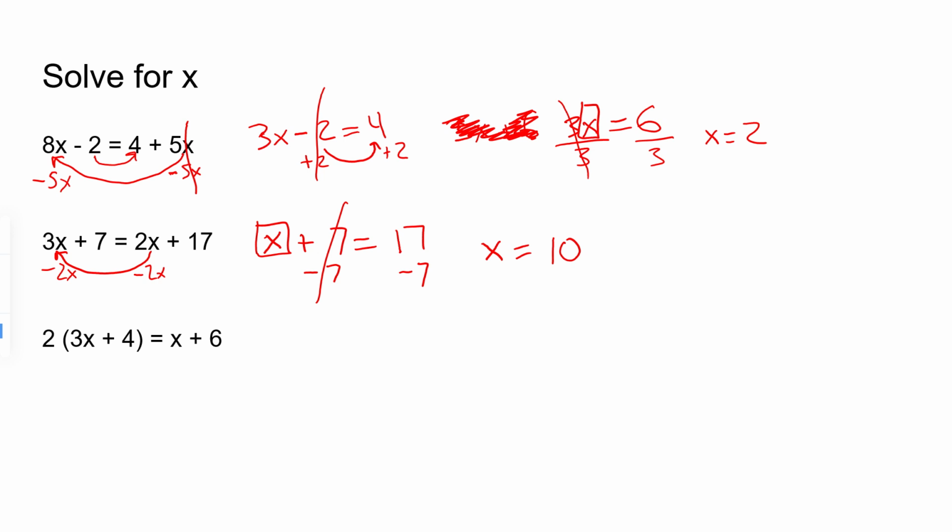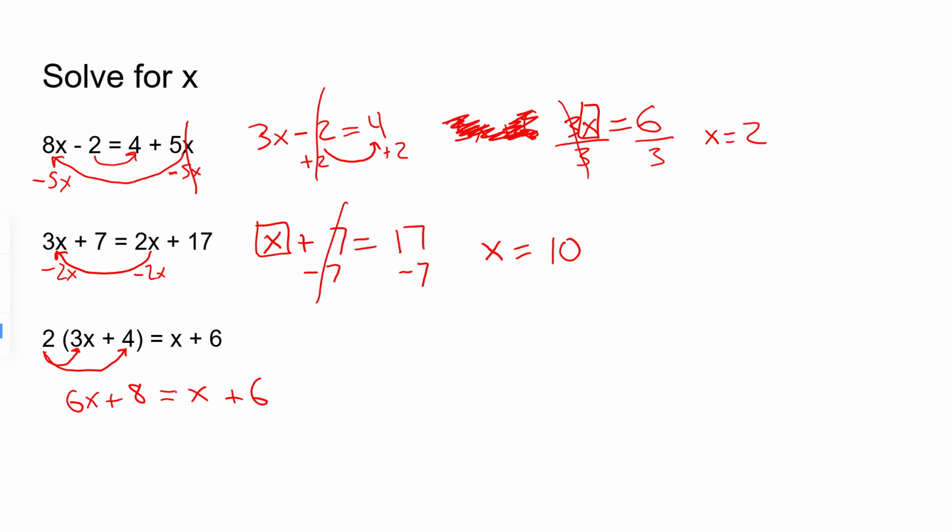Now here is another problem where we didn't talk about this yet, but anytime you have a number on the outside of parentheses, you actually have to carry it in by multiplying it to every portion of the inside of the parentheses. So when we start off first, we're going to do 2 times 3, which gives us 6x, plus the 2 times the 4, which gives us 8. And we're going to set that equal to x plus 6.